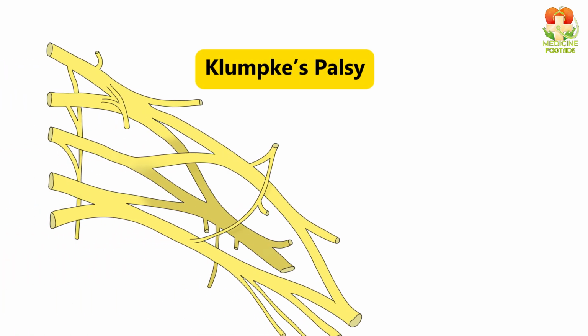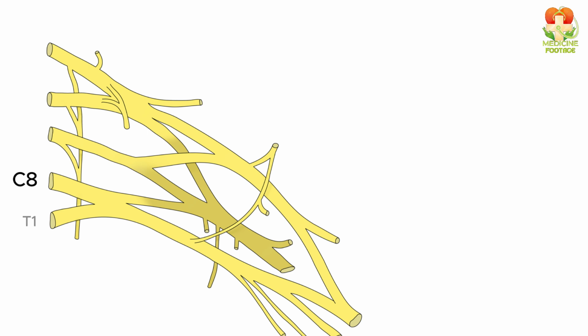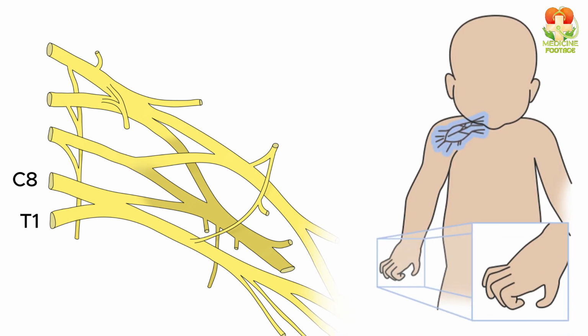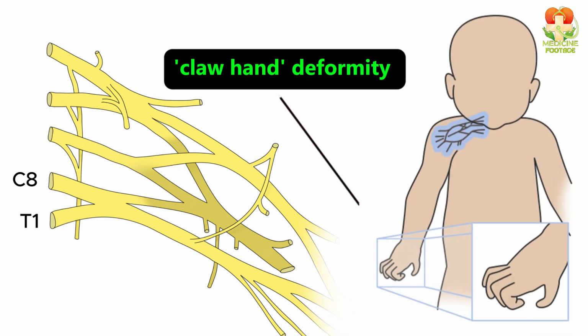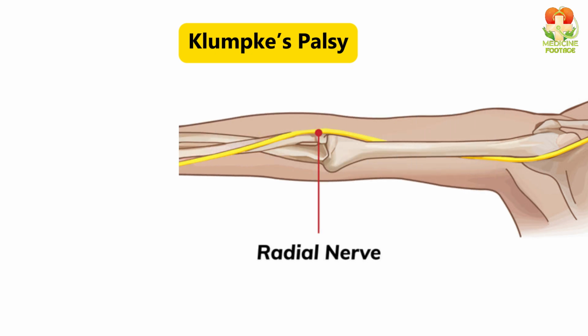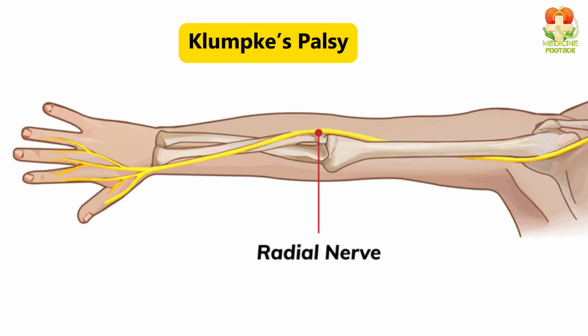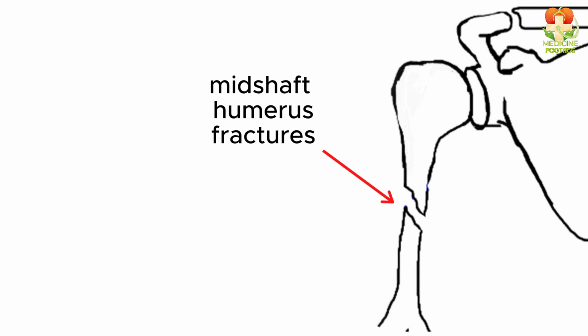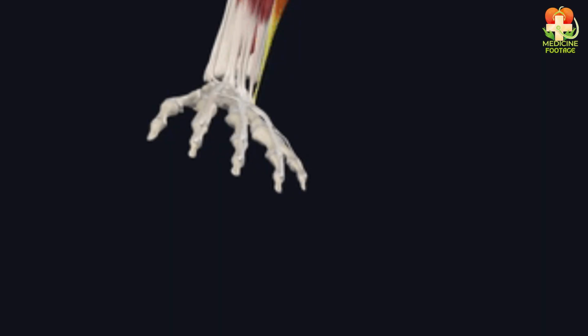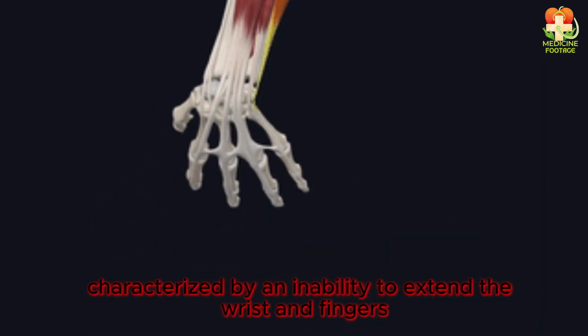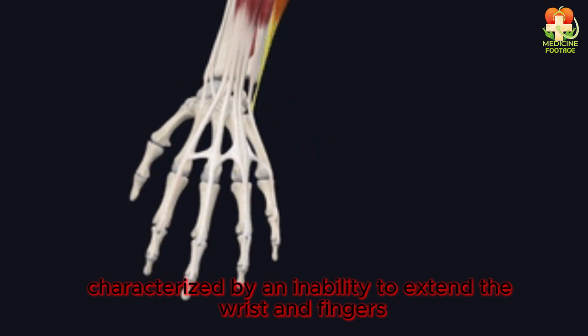Klumpke's palsy. It is caused by damage to the lower trunk, C8, T1, often due to hyperabduction injuries. Patients present with a claw hand deformity due to intrinsic hand muscle paralysis. Radial nerve injury. It is typically caused by midshaft humerus fractures. It leads to wrist drop, characterized by an inability to extend the wrist and fingers.